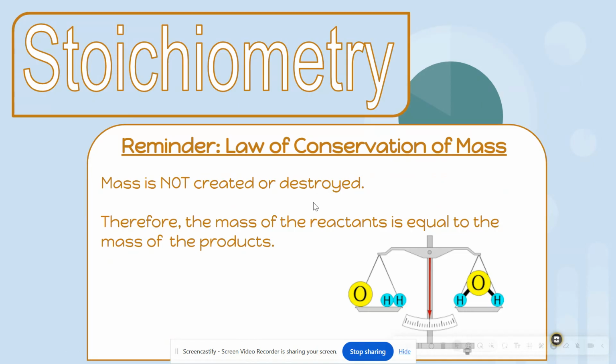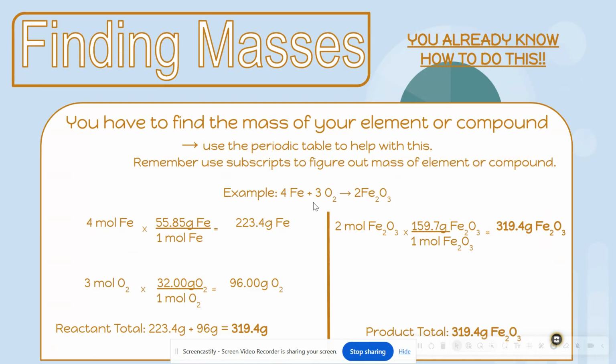So, we must remember our law of conservation of mass, that mass is not created or destroyed, and the mass of the reactants must be equal to the mass of the products. So you have to find the mass of your element or compound. You can use the periodic table to help with this. And remember, you use subscripts to figure out the mass of the element or compound.